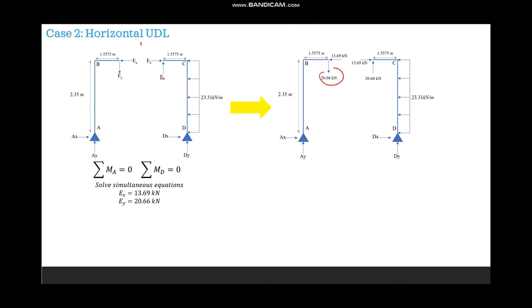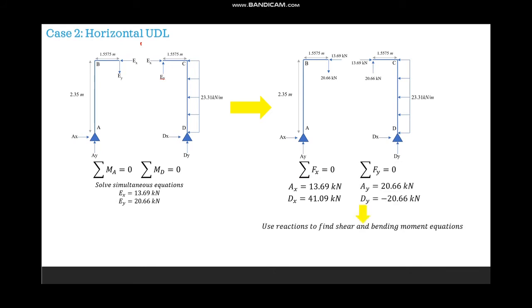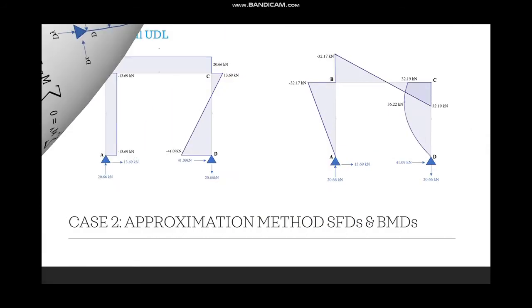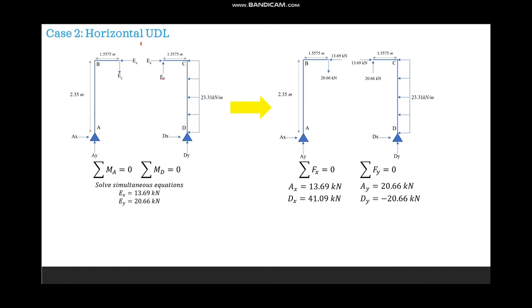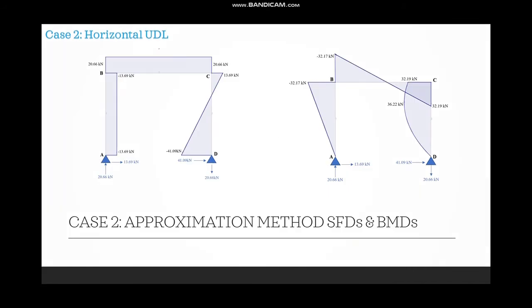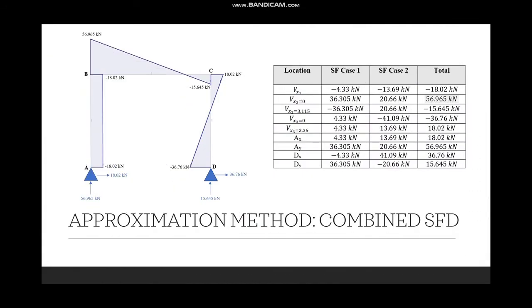And we can substitute those values in, and then we can do simple sum of Fx, the sum of all the Fx values equal to 0, and we can get our AX and DX reactions. Same with the Fy, getting our vertical reactions. And we can then use these reactions to form shear force and bending moment equations, which allows us to draw the bending moment diagrams and the shear force diagrams. As you can see, they're a slightly different shape between case 1 and case 2. I'll just show you the next one. So what we're going to do next is combine them. So here is a table.